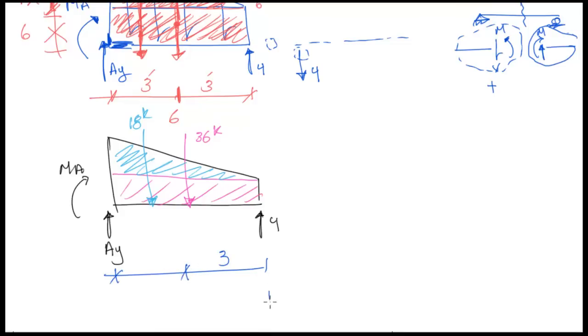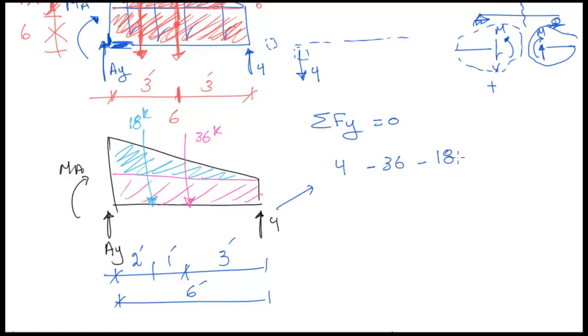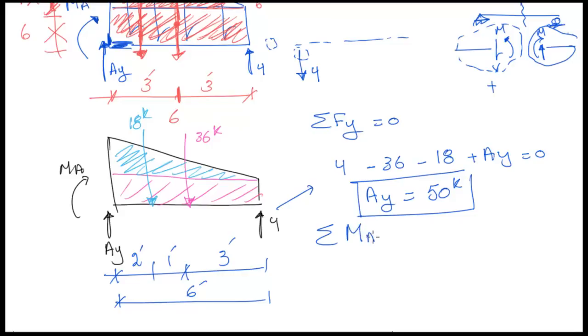Now for the dimensions, this is 3, the total is 6, remember the total is 6 feet. This one is concentrated at 1/3 of L, which is 2. So this is 2, and this is 1. Total thing is 6. Now, basically, what we need to do is the summation of the forces in the y direction should equal 0. So you have 4, which is this one, minus 36, minus 18, because they are pointing downwards, plus AY, should equal 0, and if I solve for AY, I will get 50K.